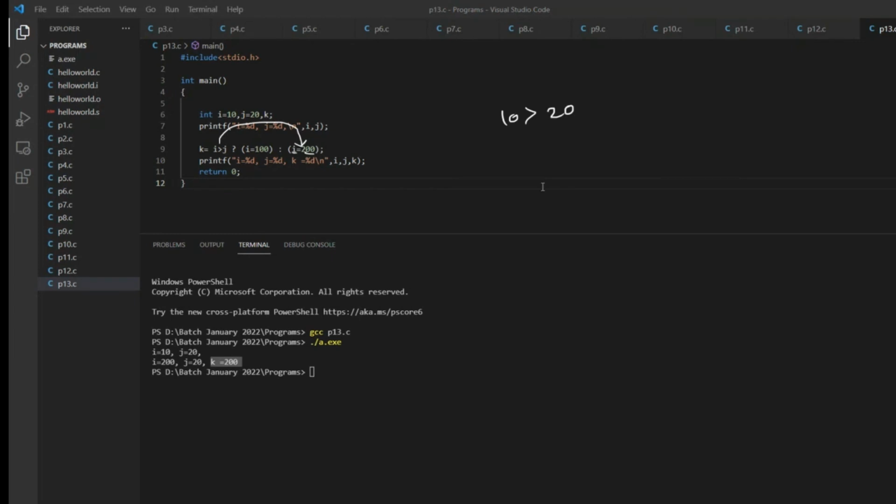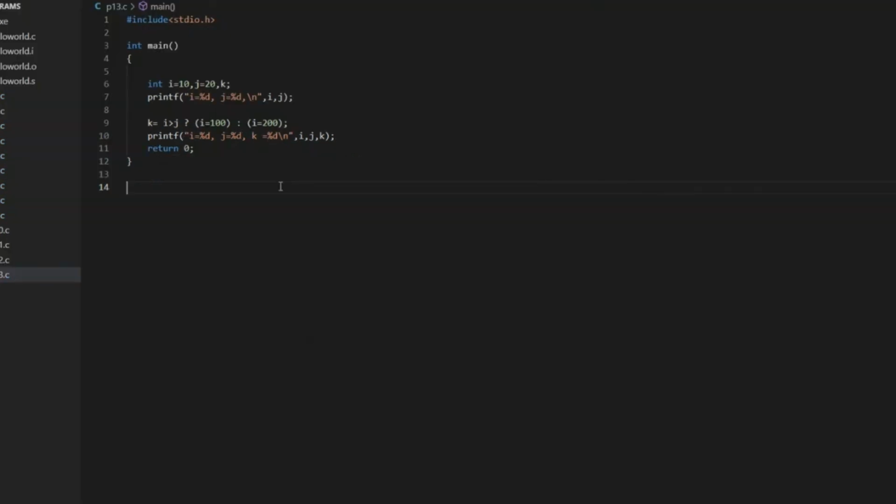I am giving you one homework for this conditional operator. You have two numbers here, and you have to print which number is bigger. So your homework is to write a program to find the bigger number. You have to print whether i is bigger or j is bigger.